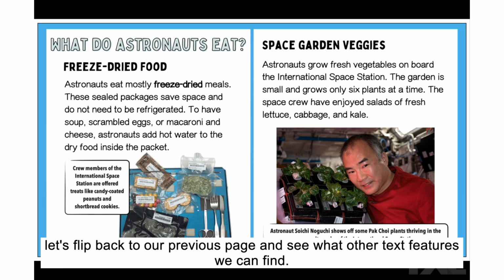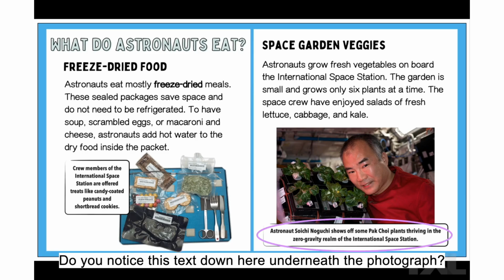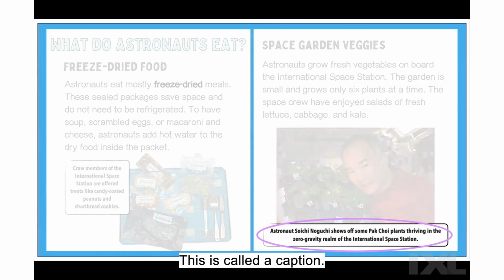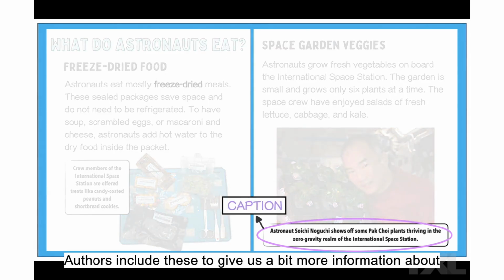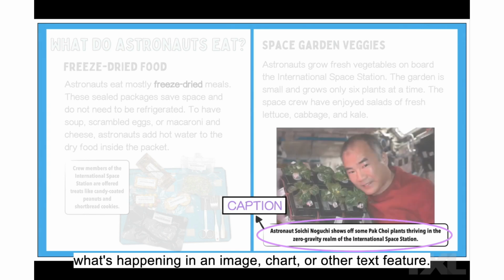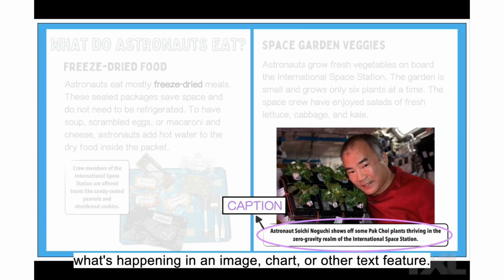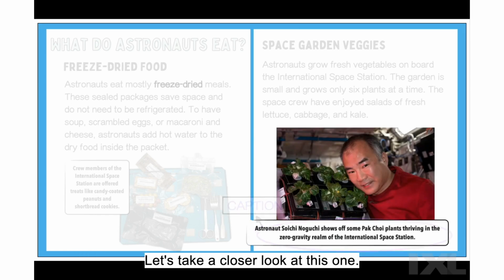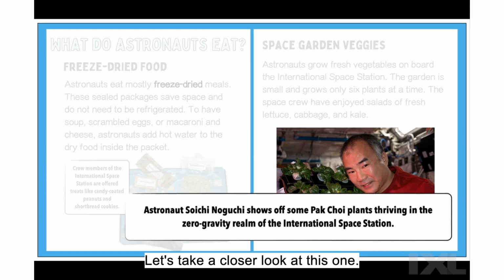Okay, let's flip back to our previous page and see what other text features we can find. Do you notice this text down here underneath the photograph? This is called a caption. Authors include these to give us a bit more information about what's happening in an image, chart, or other text feature. Let's take a closer look at this one.